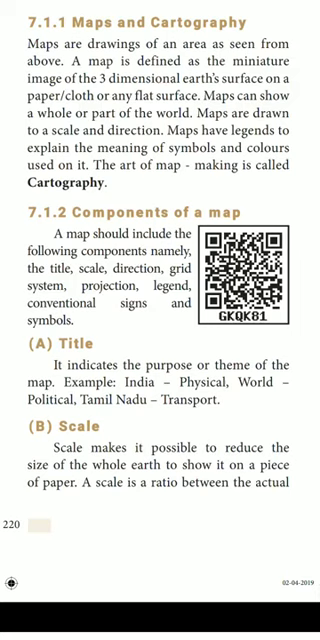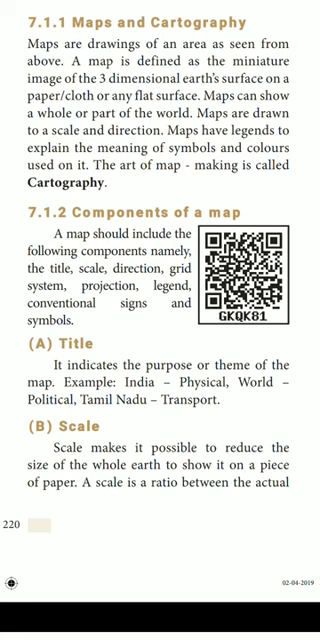First, we can learn about the title. What do you know about the title? It indicates the purpose or theme of the map. What is the meaning of theme? In Tamil we say it is the nokam, isn't it? The aim of the map. Example: India physical, world political, Tamil Nadu transport. These are titles of the map. India physical map, world political map, and Tamil Nadu transport map, like that.